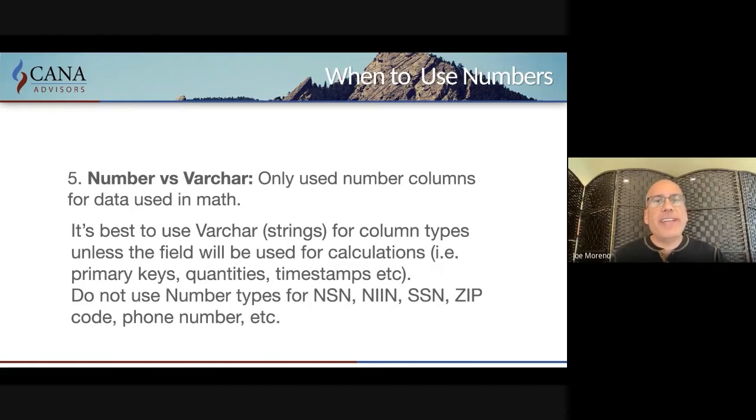When you're storing data in a relational database, you define what type of data you're storing in each column. Is it a string? Is it a number? Is it a timestamp? Generally, if you're not going to use the data for any type of calculation, you should probably store it as a string, what a lot of databases call a varchar, which means variable character length.